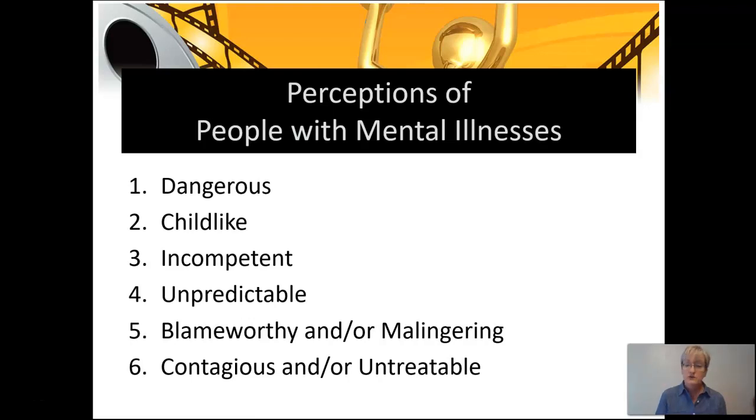How often are the characters being shown to be dangerous? How often are they childlike and incompetent? How often are they unpredictable? Is there evidence of blameworthiness in the person or in their immediate family? Particularly look for bad mothers, because that seems to be what Hollywood writers love to use, is mothers who have disturbing behaviors that cause their children to literally go mad. Look for contagion messages and for untreatability.